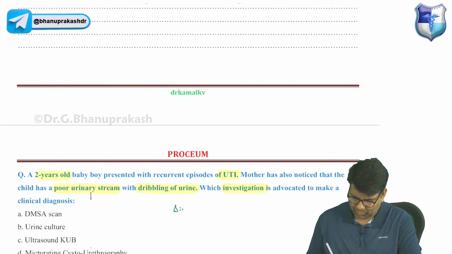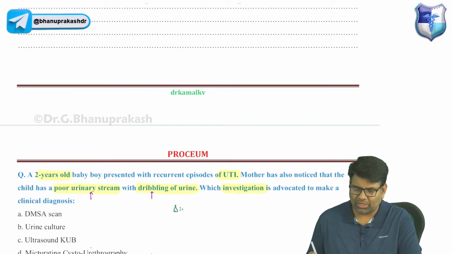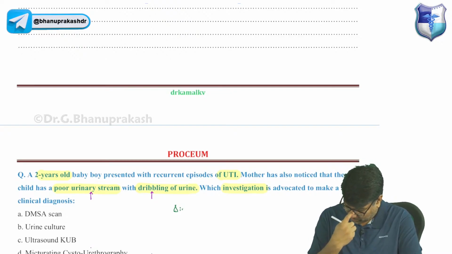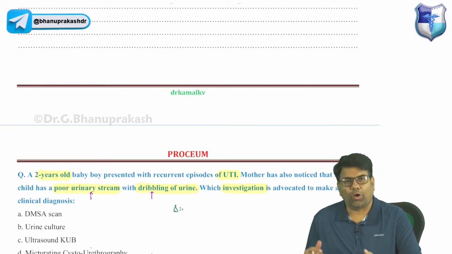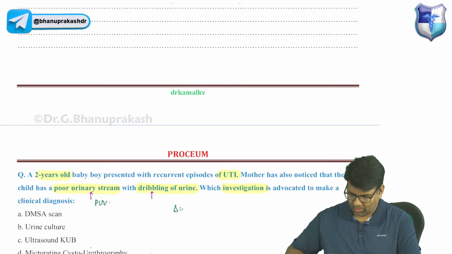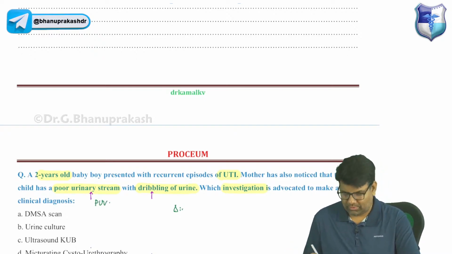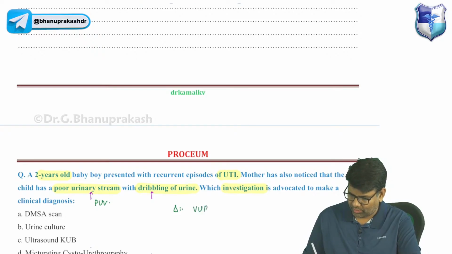Now see, there is a poor urinary stream and there is dribbling of urine. Yes, Raghu, you are right. Very good. So here there is a poor urinary stream. It means there is some obstruction to the free flow of urine, right? And that is usually posterior urethral valve. Now, sometimes PUV is also associated with VUR. VUR plus PUV, you can find both.